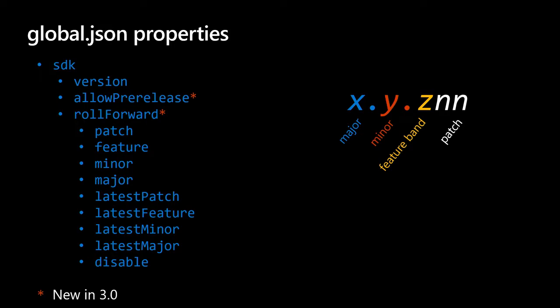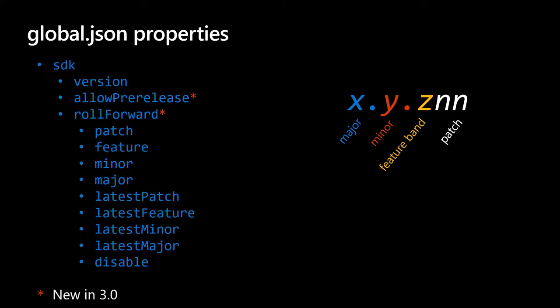So in 3.0, they also added two new properties for the JSON file. Before it was only version. Now we can also say whether it allows pre-release. Because before, if a pre-release was the greatest, you would use the preview version. So now you can say, no, I don't care about previews, I want just production stable versions.